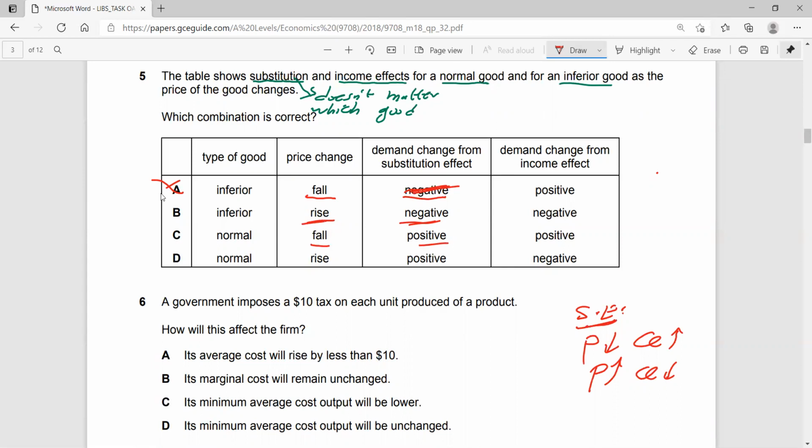And the price change is a rise. So if price rises, then quantity should fall. The demand effect should be negative, not positive. So we can cross this out as well. So we didn't even look at the type of good because we know the substitution effect does not depend on the type of good. It's the same across all.